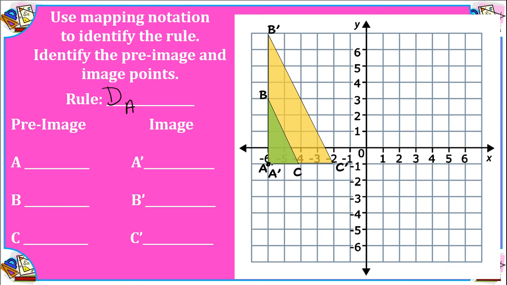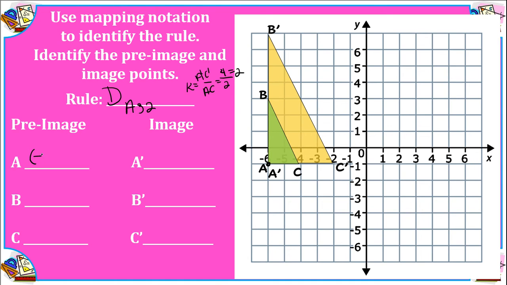Now, let's compare. We have the green image, so AC. To find the scale factor, I can compare AC to A prime, C prime. So AC is 2 units, and A prime, C prime is 1, 2, 3, 4. So our scale factor is 2.